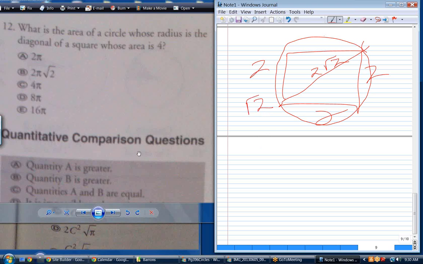No, I had it wrong. I said 4 pi. Did I do it right? Let's see. Yes, you did. You did it right, I didn't. The radius of the circle is half of the diagonal. So the area of the circle is pi r squared. Square root of 2 squared is 2, not 4. Okay.